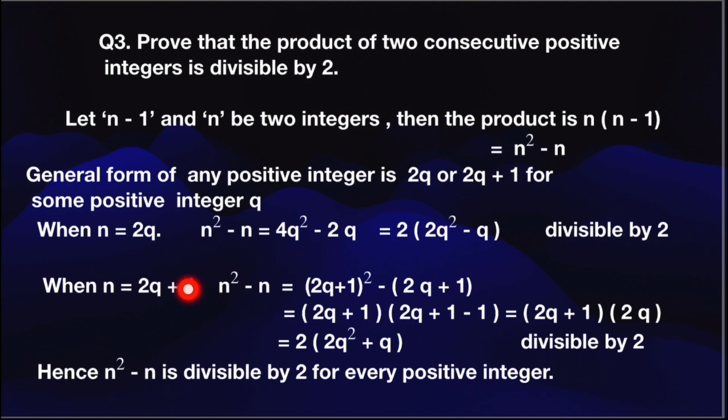Okay. Let's put n is equal to 2q plus 1. This is the other possibility that n can be 2q plus 1. So n square minus n is again, you solve it and you will get the expression as 2 into 2q square plus q. So here again this expression is divisible by 2. Hence n square minus n is divisible by 2 for every positive integer.